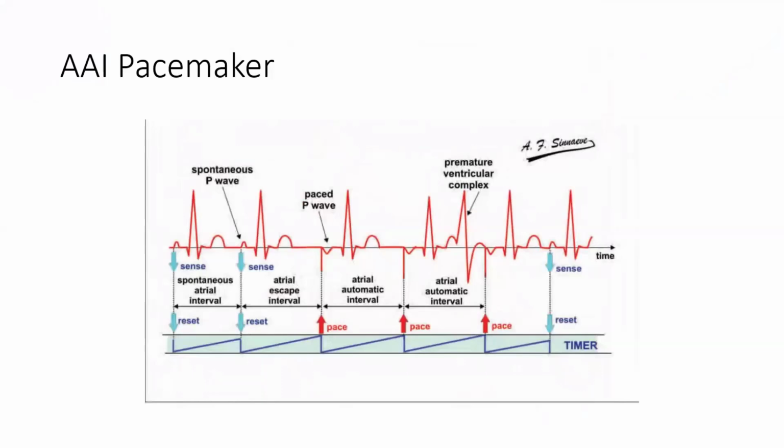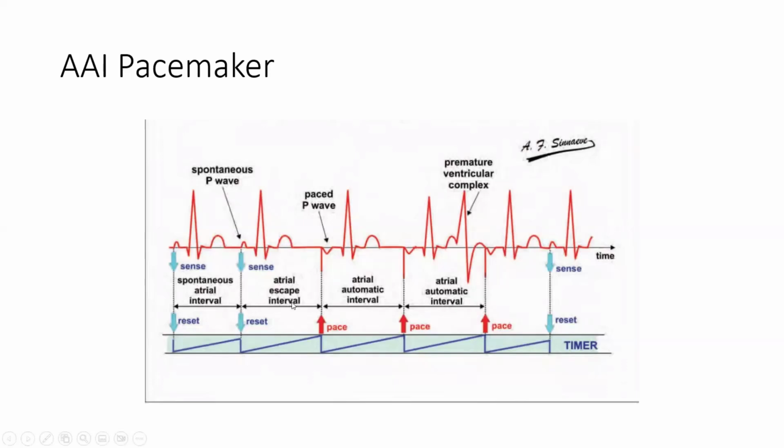For another example of a single chamber pacemaker, let's take an AAI pacemaker. What's meant by AAI? The first A is that the pacemaker is pacing the atrium, the second A is the pacemaker sensing the atrium, and the third letter is the pacemaker causing inhibition in the atrium. Here, it feels the A wave, so it resets. The A wave is conducted through the conduction system to the ventricle.